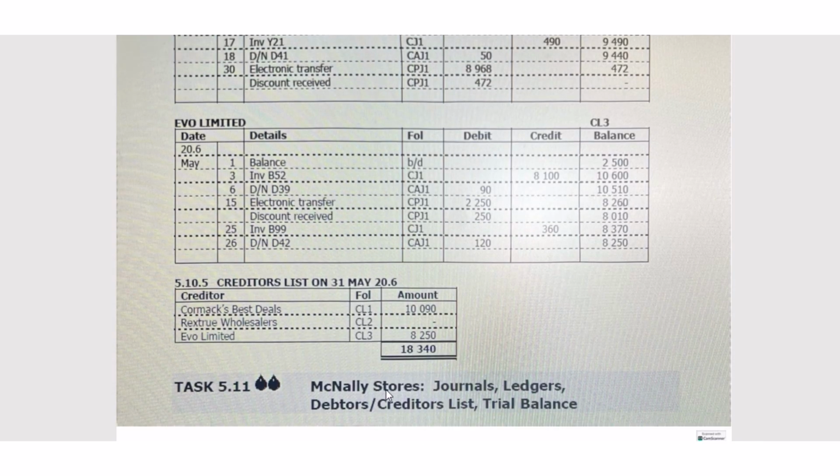And then we have our creditors list, which is a summary of our creditors. So for Rextra Wholesalers, you'll see that we actually don't have anything. And why is that? Because we settled our account on the 30th. So you'll see that our balance is 0 at the end of the month.